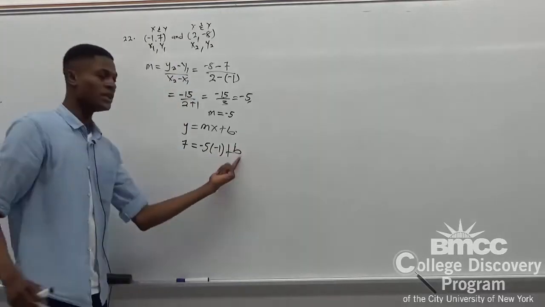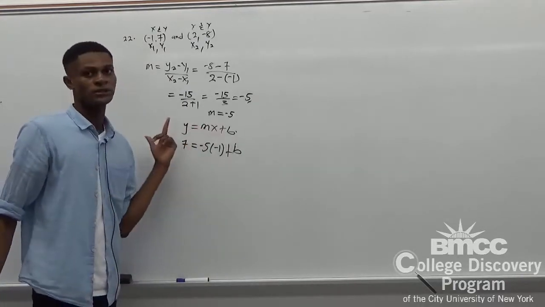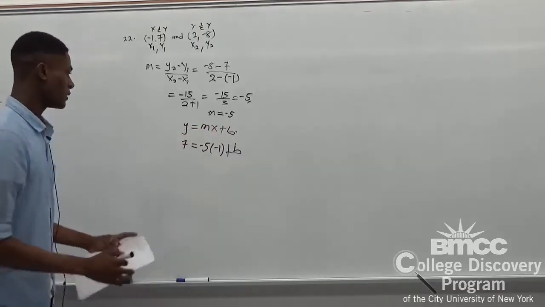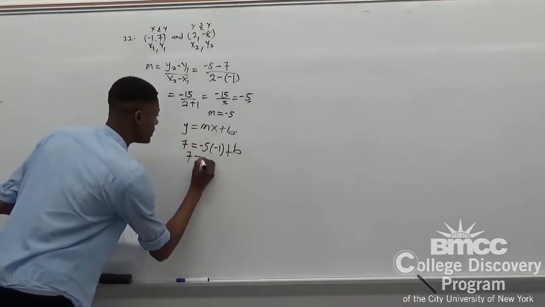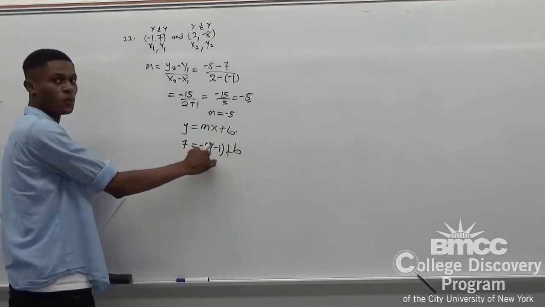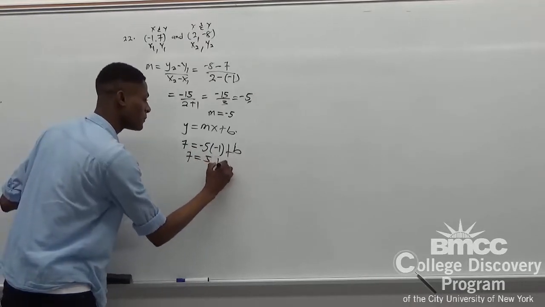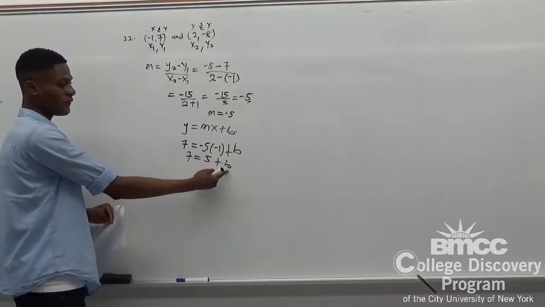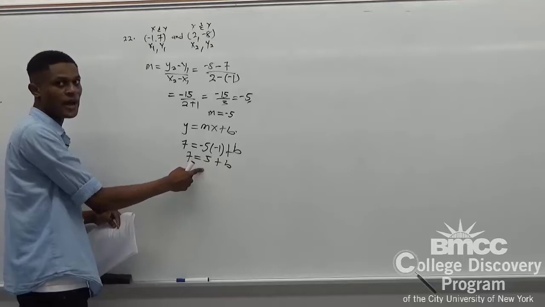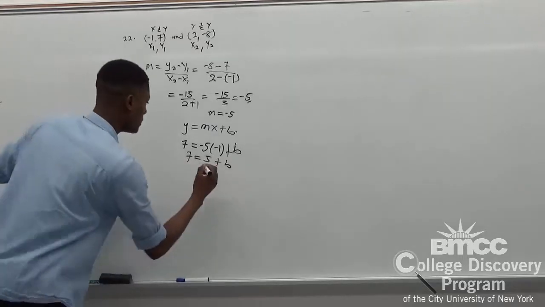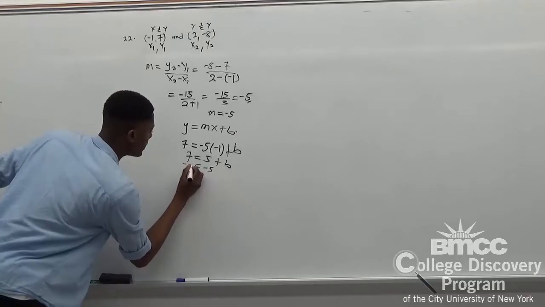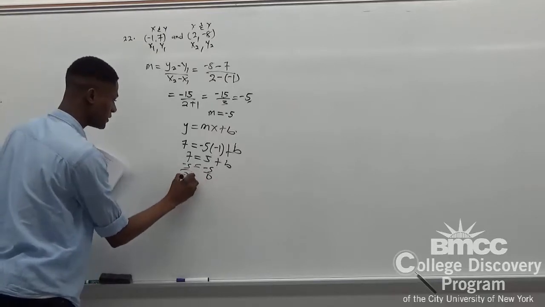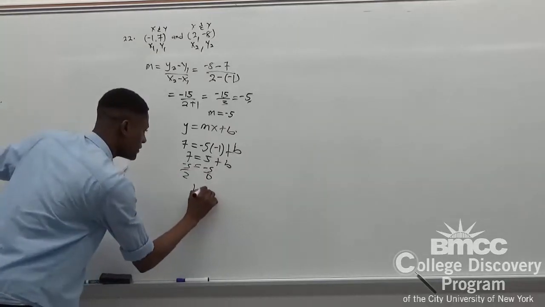So now we try to find the b as well, so we can have all the values for the variables in the formula. And now it's gonna be 7 equals -5 times -1 equals 5 plus b. So now to find b, we have to subtract 5 from both sides, which gives you 2 equals b. So now our b is going to be 2.